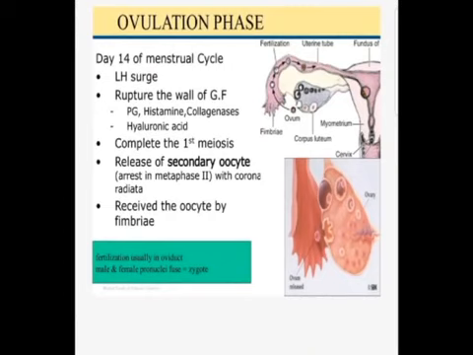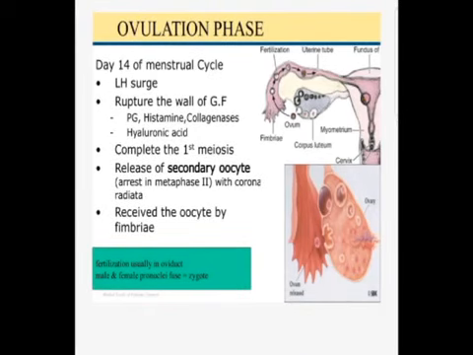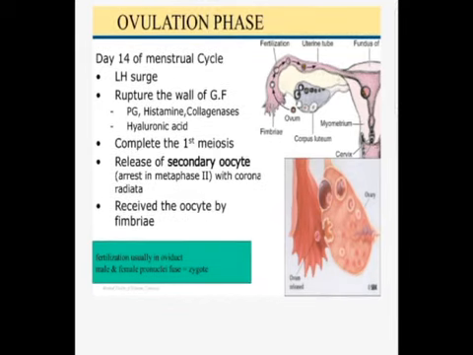What is the ovulation phase? On day 14 of the menstrual cycle, under the influence of the surge of luteinizing hormone from the pituitary, there is rupture of the wall of the Graafian follicle. This is the Graafian follicle, which is a big follicle, and it makes a bulge over the ovary, and it ruptures to give rise to the ovum. This is the release.